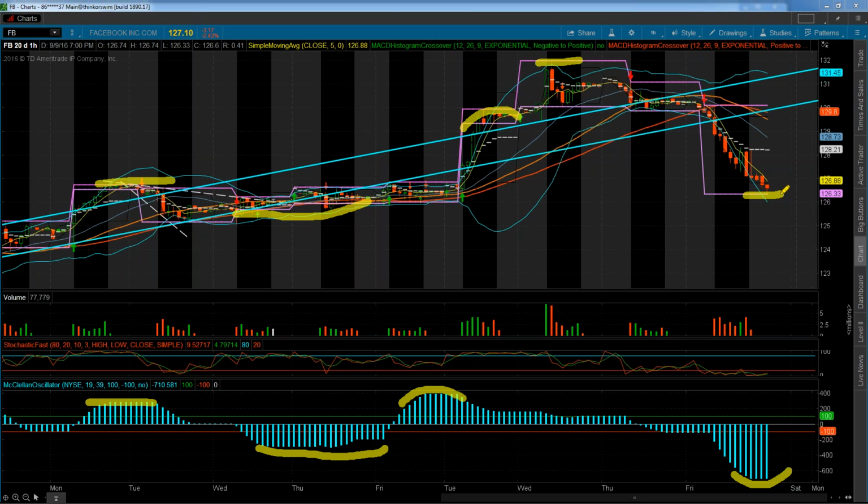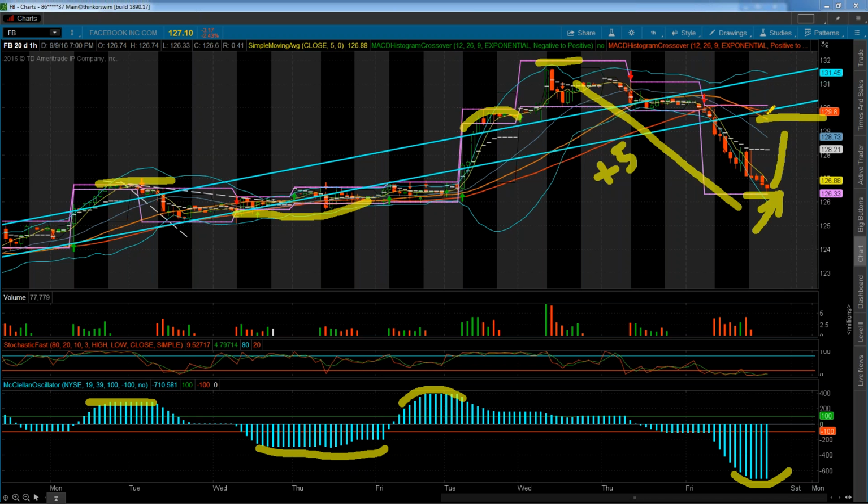You get it? So they made 5 points from here to here, the shorts. So you don't think they're going to take the 5 points and run? Well, they'll take part of it. So when they take the 5 points, they're going to cover. That means they're going to buy, and the stock could very easily move up possibly towards these moving averages.